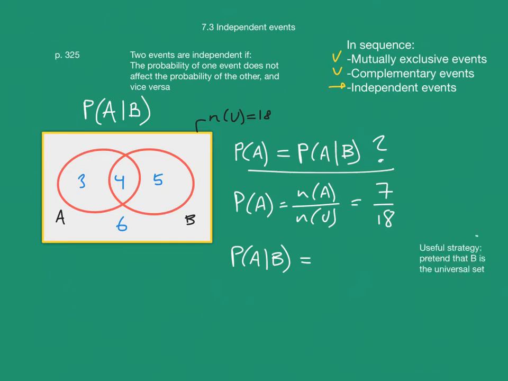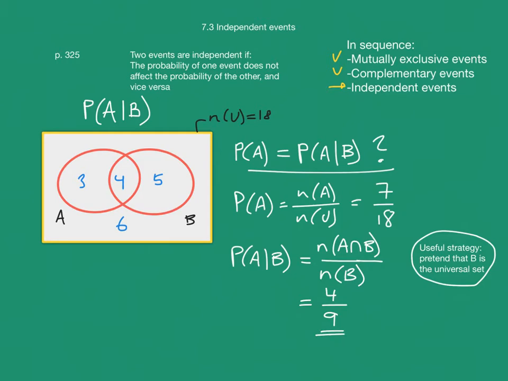Now, one strategy that I find useful here would be to pretend that set B is the universal set. So if you have a conditional probability given B, what is the probability of A? We pretend that this is the universal set. So out of these 9, how many are A's? Out of all the B's, how many are A's? And the portion that we're looking at is actually the intersection, so we could write it like this. So out of all the B's, how many are in the intersection between A and B? And the answer would be 4 out of those 9.